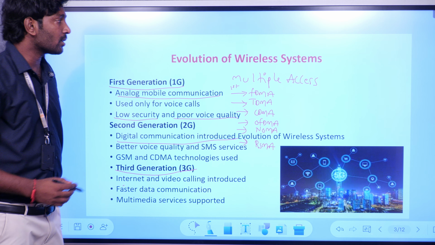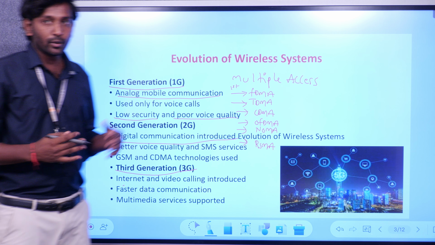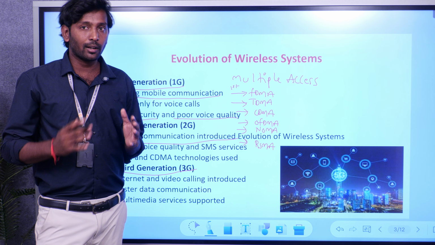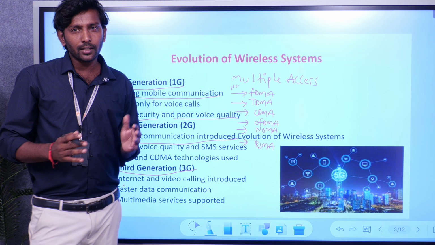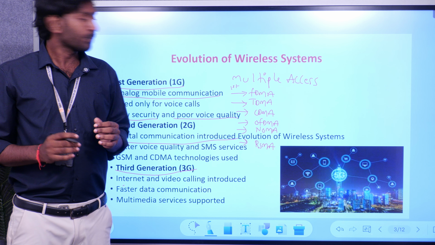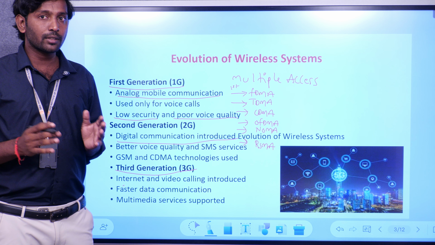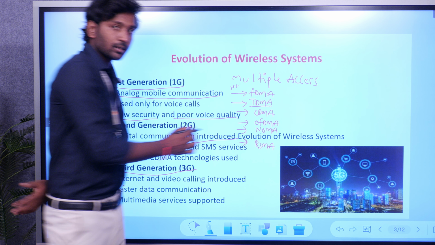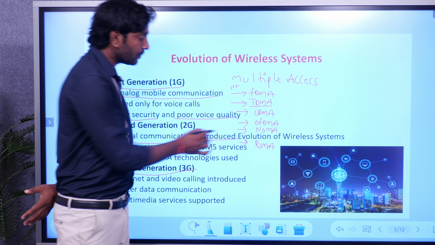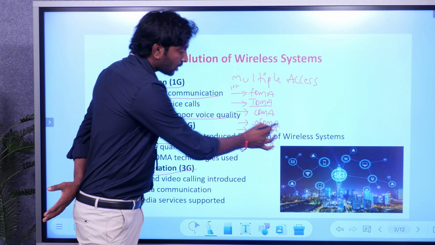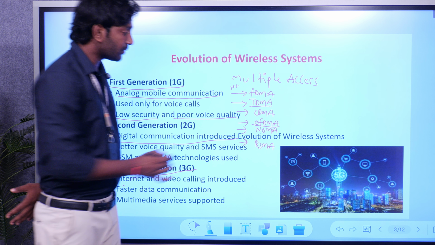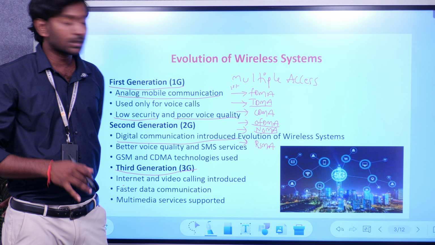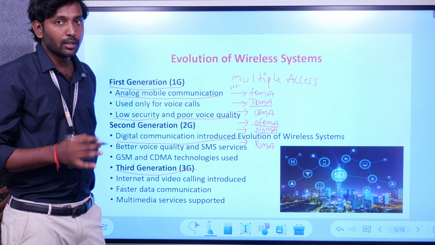Next, evolution of wireless systems. Before going to the evolution of wireless systems, we need to learn about multiple access schemes. In each generation, we use different multiple access schemes. In first generation, frequency division multiple access. In second generation, time division multiple access. In third generation, code division multiple access. In fourth generation, orthogonal frequency division multiple access. In fifth generation, NOMA, non-orthogonal multiple access. And in present sixth generation, we use rate splitting multiple access.